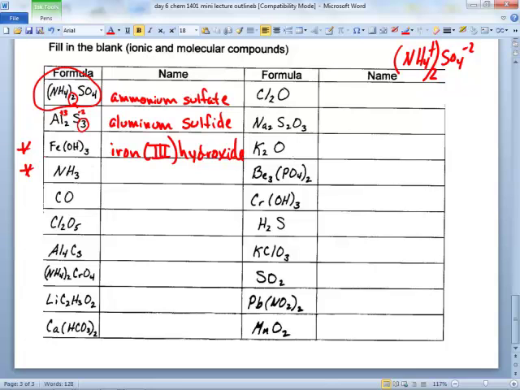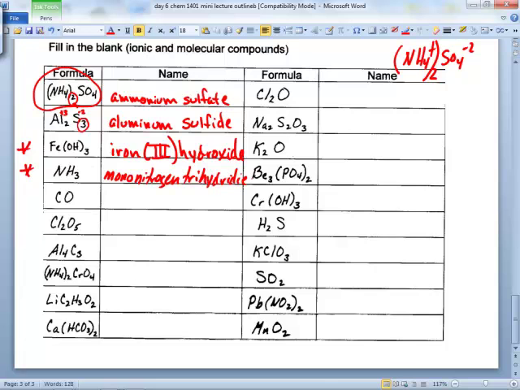How'd you name NH3? Oh yeah, it is ammonia, but the technical word would be mono nitrogen trihydride. You can drop off the mono if you want, but mono nitrogen trihydride.